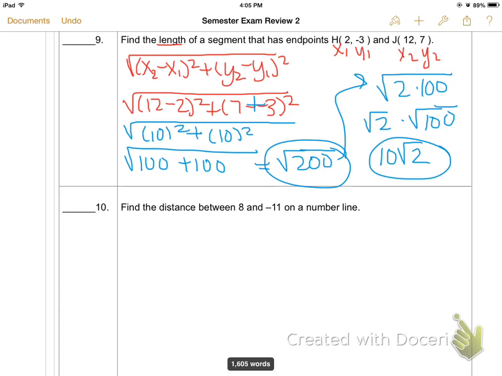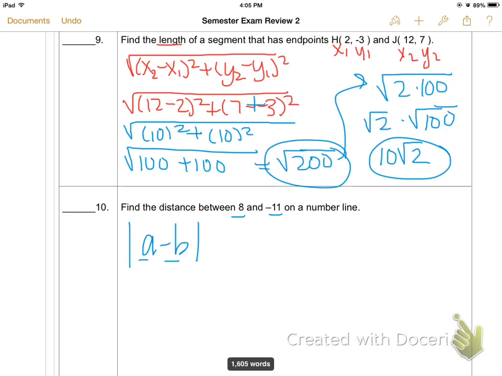Find the distance between 8 and -11 on a number line. So we have a little formula here. This one you actually have to memorize. It's the absolute value of a minus b. Now your a and your b can be any one of these numbers. It doesn't matter which one.